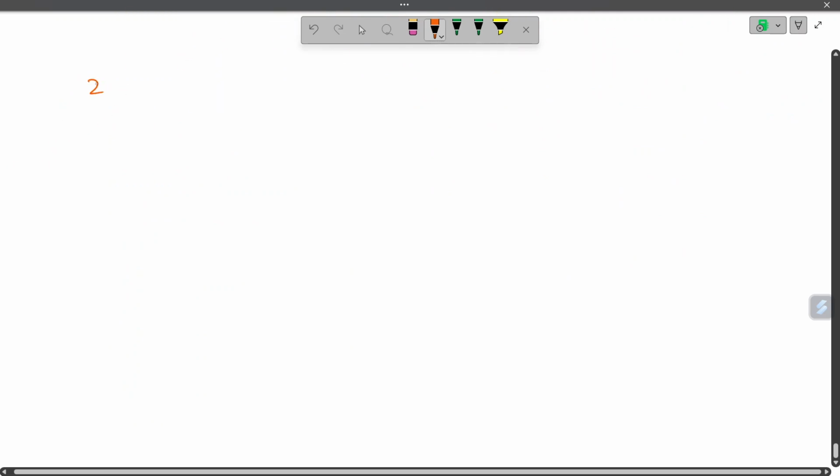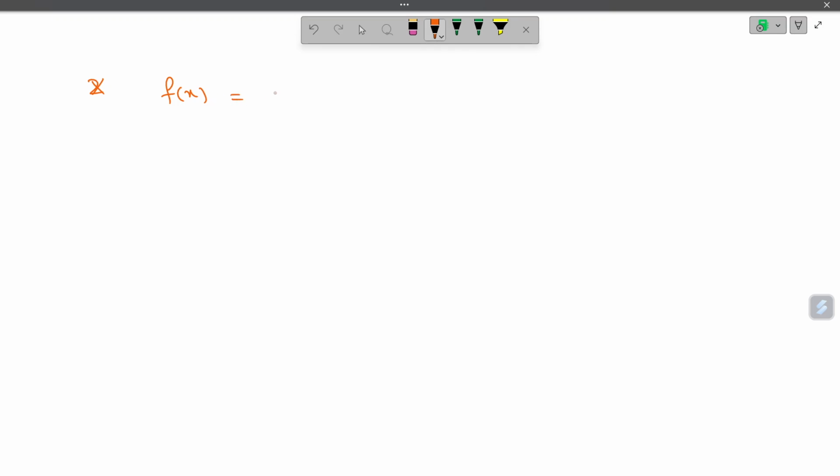Suppose this problem: f of x equal to sin x plus cos x in the interval 0 to pi by 2. So for maxima and minima, same rule. f dash x equal to 0.